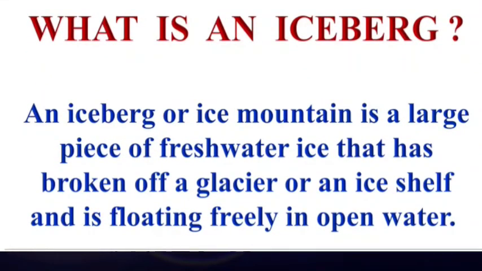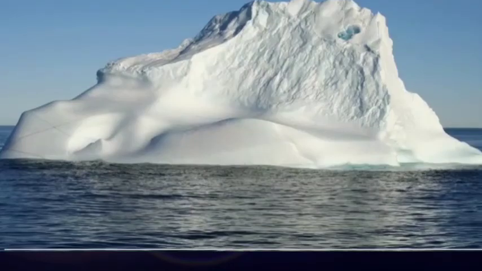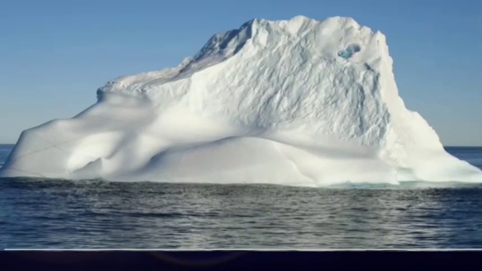What is an iceberg? An iceberg or ice mountain is a large piece of freshwater ice that has broken off a glacier or an ice shelf and is floating freely in open water. You can see this. Yes, it is.